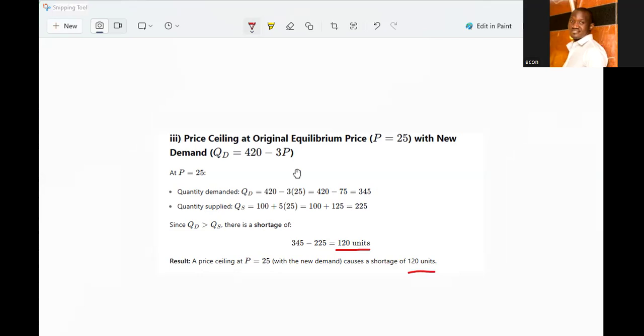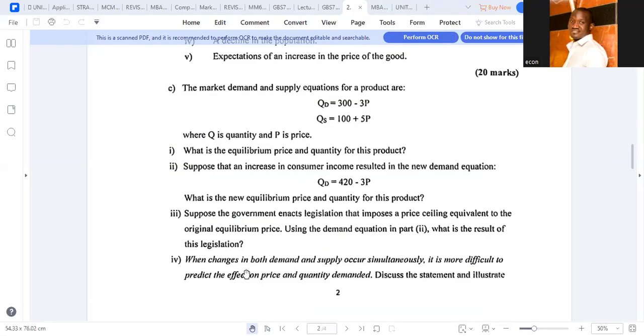Then we go to the last part of the question. When changes in both demand and supply happen simultaneously, it is more difficult to predict the effect on price and quantity. Discuss this statement. So yes, when both demand and supply change at the same time, the net effect on equilibrium price and quantity depends on, number one, the magnitude and the direction of each shift.